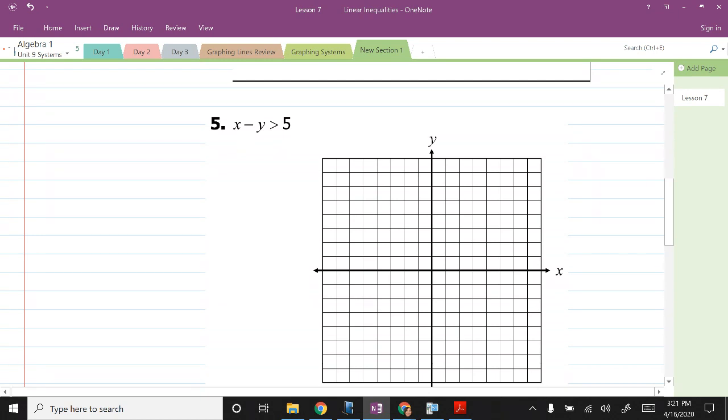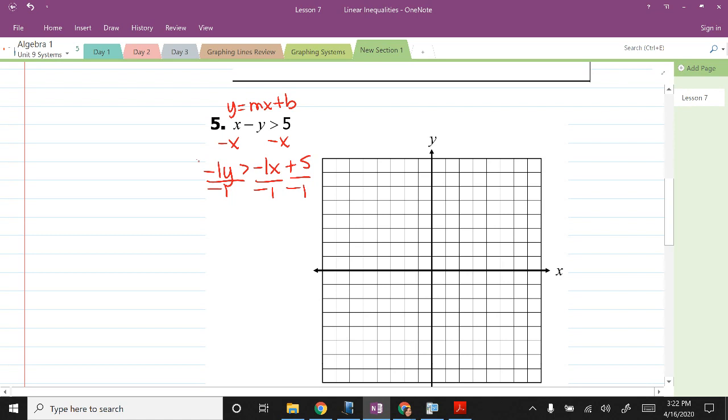First thing I have to do is make this look like y equals mx plus b. So I'm going to subtract my x. Then I have negative y is greater than negative x plus 5. I'm going to stick a 1 there just to help me out. That y is not all the way by itself yet. It's being multiplied by negative 1, so I need to divide everything by negative 1.